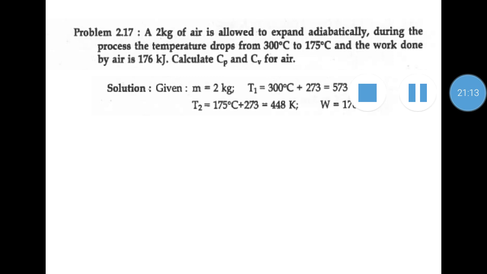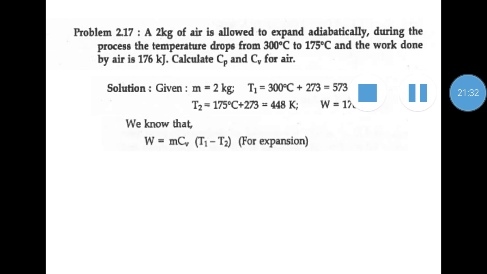T1 is 300 degrees Celsius, which we have to convert to Kelvin. 300 degrees Celsius plus 273 is equal to 573 Kelvin. T2 is given as 175 degrees Celsius; adding 273, it is converted into Kelvin, that is 448 Kelvin, and work done is equal to 176 kilojoule, as he has given. So you have to calculate.